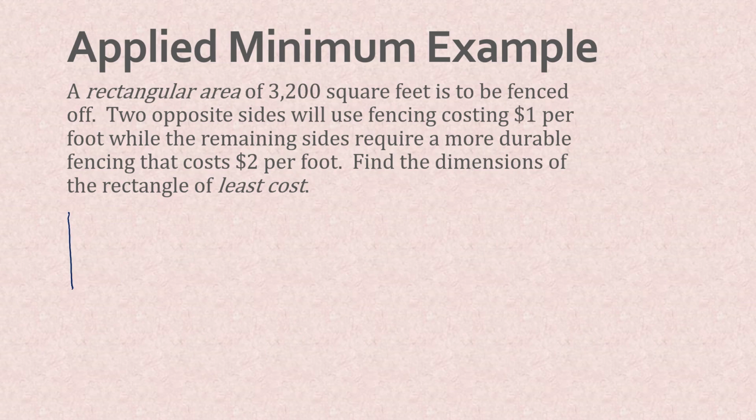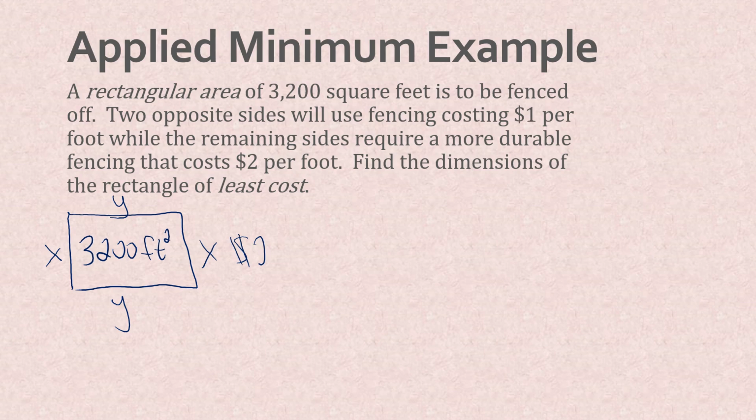So let's draw a picture. We have a rectangle, and we know that the area of the rectangle is 3,200 square feet. And we know that we're going to use different fencing on different sides. So maybe on this side, I have fencing that I'll call x. And on this side, I'll have fencing that I call y. And since x is a shorter side, that's the side we'll probably use the $2 per foot fencing, and then the $1 per foot fencing there.